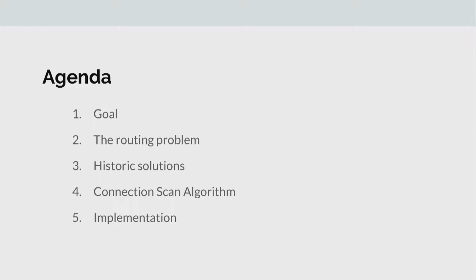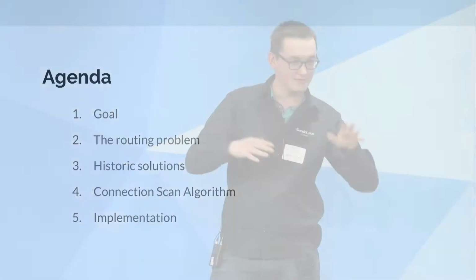So we're going to talk about a lot of different things, which are all related, I promise, but which are quite different at the same time. The first thing will be to try to define a goal for this presentation, and then we will discuss what the routing problem is and how I implemented a solution to it, which is called the Connectionscan algorithm, in a project I had.